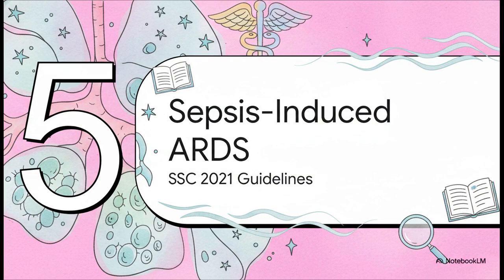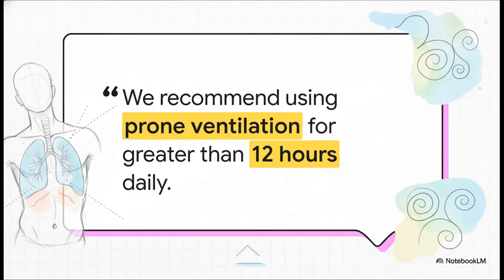Okay, let's bring all this together in our final section. We're going to look at the sharp end of clinical practice, the most current evidence-based recommendations for managing sepsis-induced ARDS, taken straight from the 2021 Surviving Sepsis Campaign guidelines. This is what best practice looks like today. One of the most powerful interventions we have, and one with a strong recommendation in the guidelines, is prone ventilation.